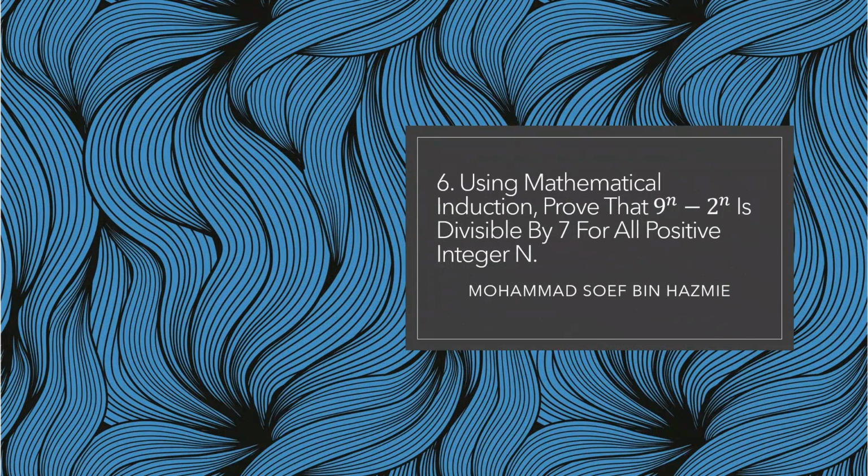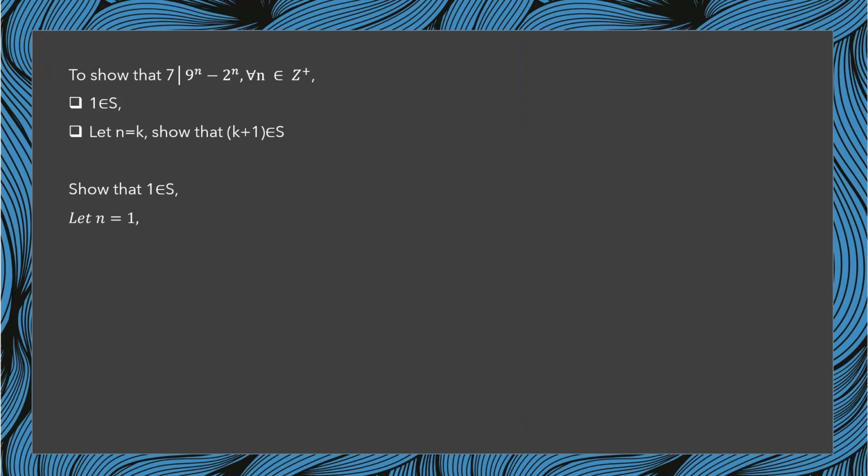So for question 6, using mathematical induction, prove that 9 power n minus 2 power n is divisible by 7 for all positive integer n. So we continue. To show that 9 power n minus 2 power n is divisible by 7 for all positive integer n, we need to show that 1 is an element of set S, and for the second, let n equal to k, show that k plus 1 is also an element of set S.